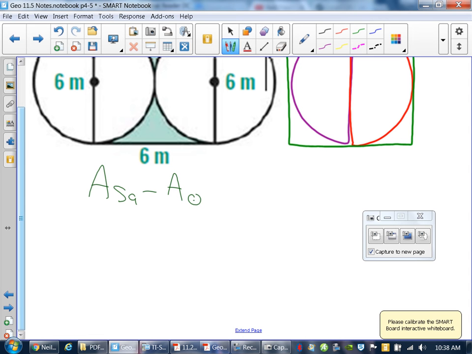The sides of the square are 6. So what's the area? 36. The diameter of the circle is 6. What's its radius? What's its area? 9 pi. That would be my exact answer, in this case in meters squared. But if I press the buttons on the calculator, it'd be 36 minus a little bit more than 27, so it's 8-ish.